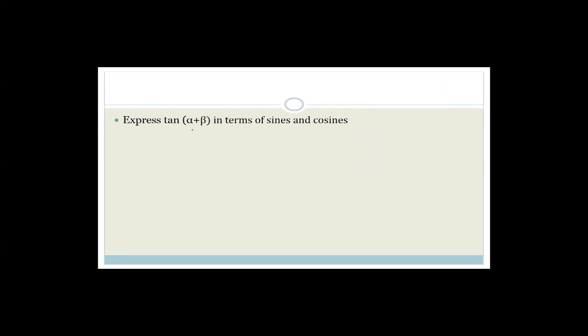Right. Now it says express tan alpha plus beta in terms of sines and cosines. Okay. So let's do this. Tan of alpha plus beta is the sine of alpha plus beta all over cos of alpha plus beta. Right. So sine of alpha plus beta is written as sine alpha cos beta plus cos alpha sine beta all over cos alpha cos beta minus sine alpha sine beta.